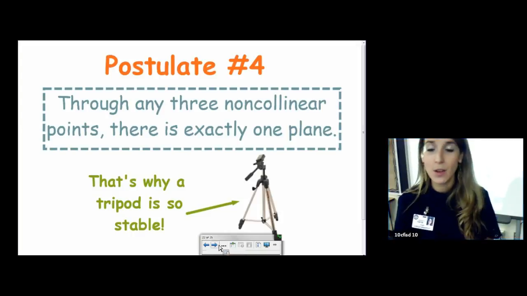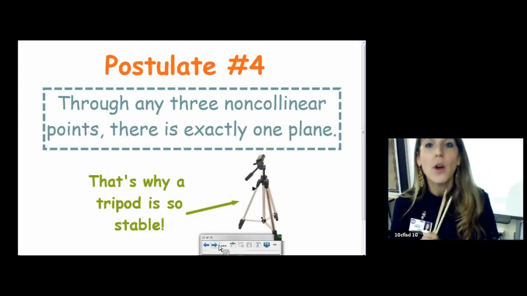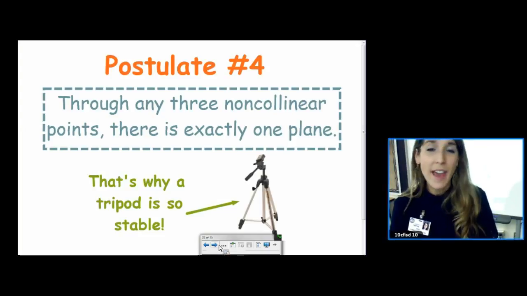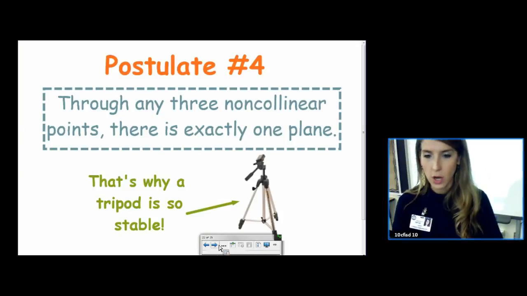Any of them in the universe. A point on Pluto, a point on Jupiter, and a point on the Earth. Those are coplanar. I don't care where they are. Any three points are coplanar. So that's why tripods are so stable and why they're called tripods.